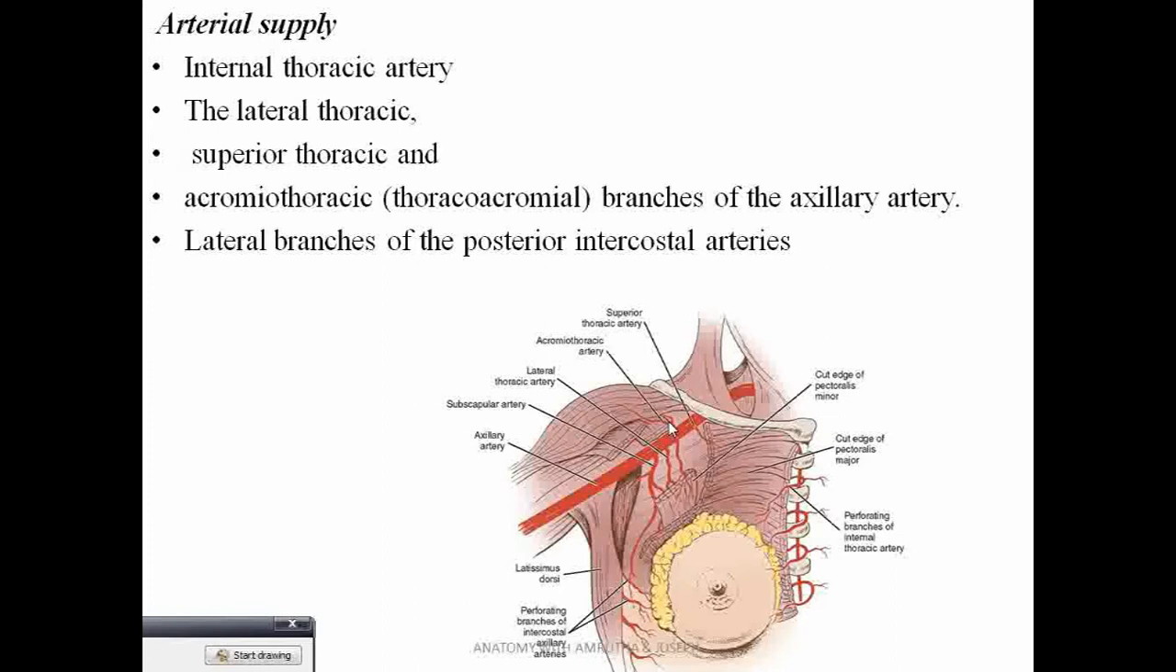Lateral branches of posterior intercostal arteries. Posterior intercostal arteries are not shown in this picture, but they are present in the intercostal space posteriorly. So these are the different arteries supplying the mammary gland.